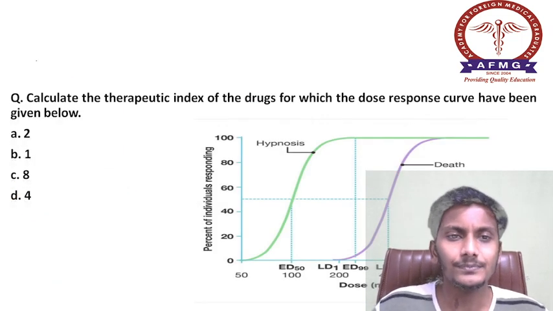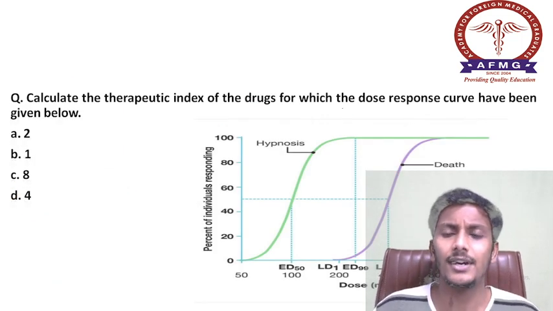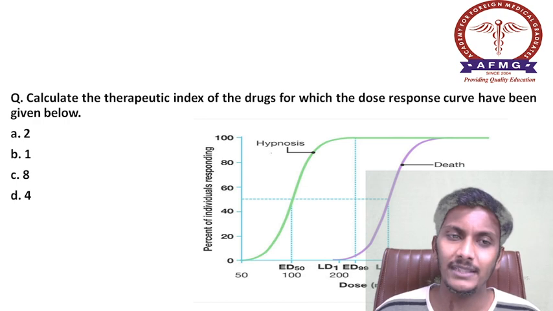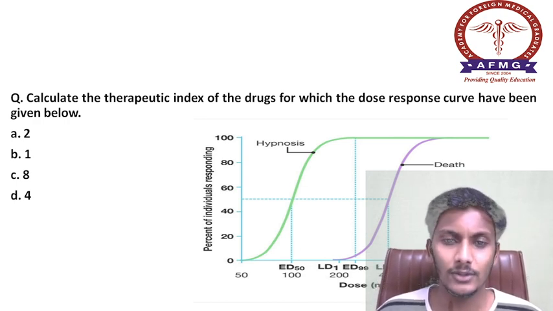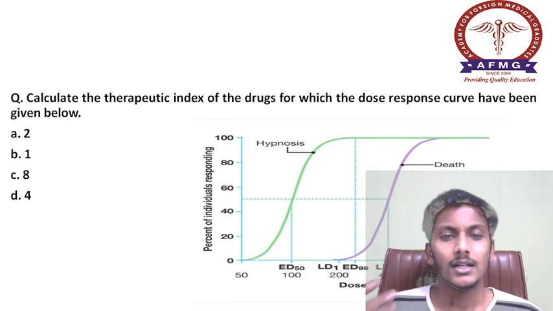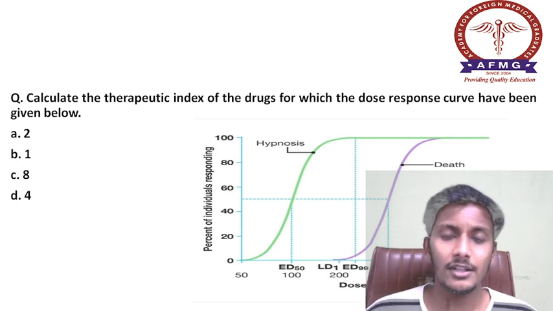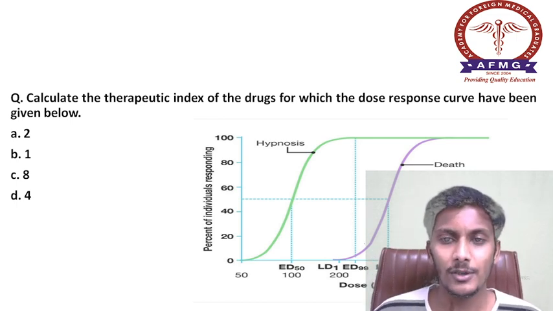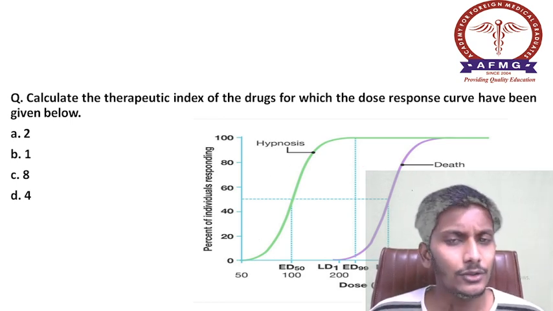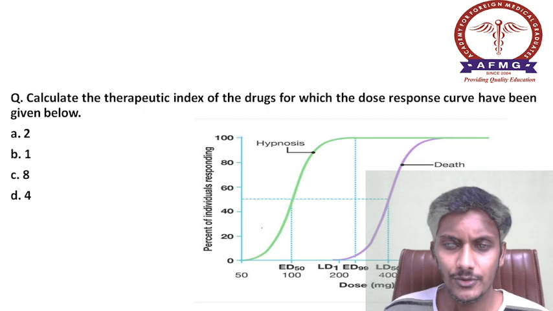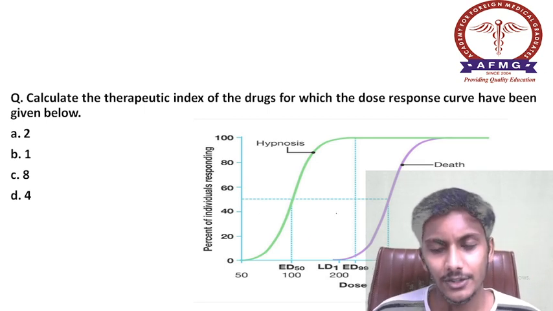Moving further, calculate the therapeutic index of the drugs for which the dose response curve has been given below. Here you can see the dose response curve: on the x-axis there is dose, on the y-axis there is your response. This is sigmoidal in shape, right? So there are two drugs given, so let's see the first of them.